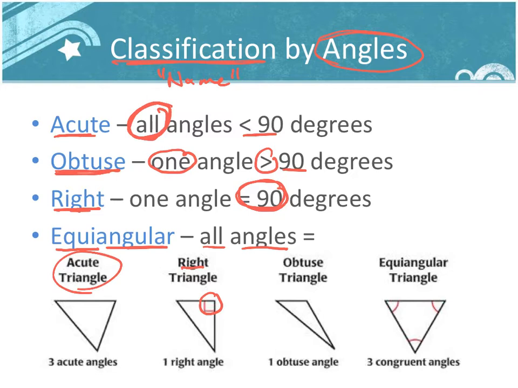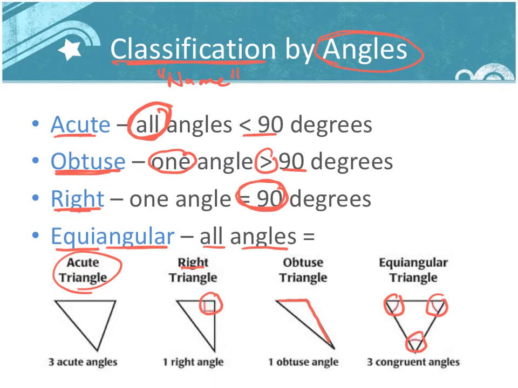We have an obtuse triangle. I can see that right here, there is an obtuse angle. That is definitely greater than 90 degrees. I can see it's open more than 90 degrees. And then finally, an equiangular triangle where all the angles are exactly the same. 3 congruent angles, all of them.